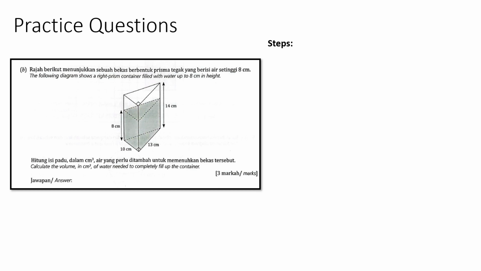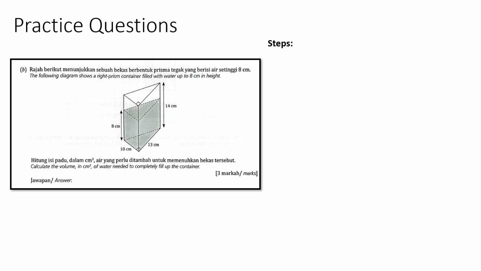Over here, the diagram shows a right prism container filled up with water up to 8 cm in height. Calculate the volume in cm cube of water needed to completely fill up the container. So here there is one container, but currently it's only filled up to 8 cm of water, but the container total height is 14 cm. The question is asking how much water we need to add some more so that the container will be completely filled up with water.